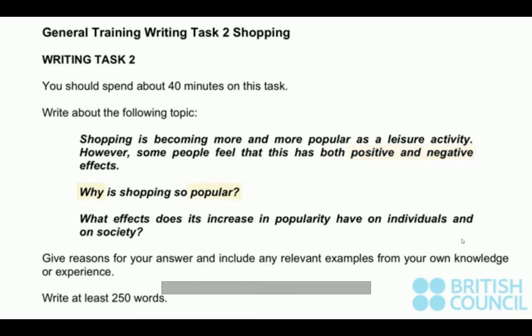Then it says, why is shopping so popular? And then it asks for what effects it has. So you might want to think about putting the effects together in a paragraph, and then the why is shopping popular in a paragraph. So overall for this, you're probably looking for your introduction, a paragraph on why shopping is popular, and then a paragraph on its effects, positive and negative, and then a conclusion.